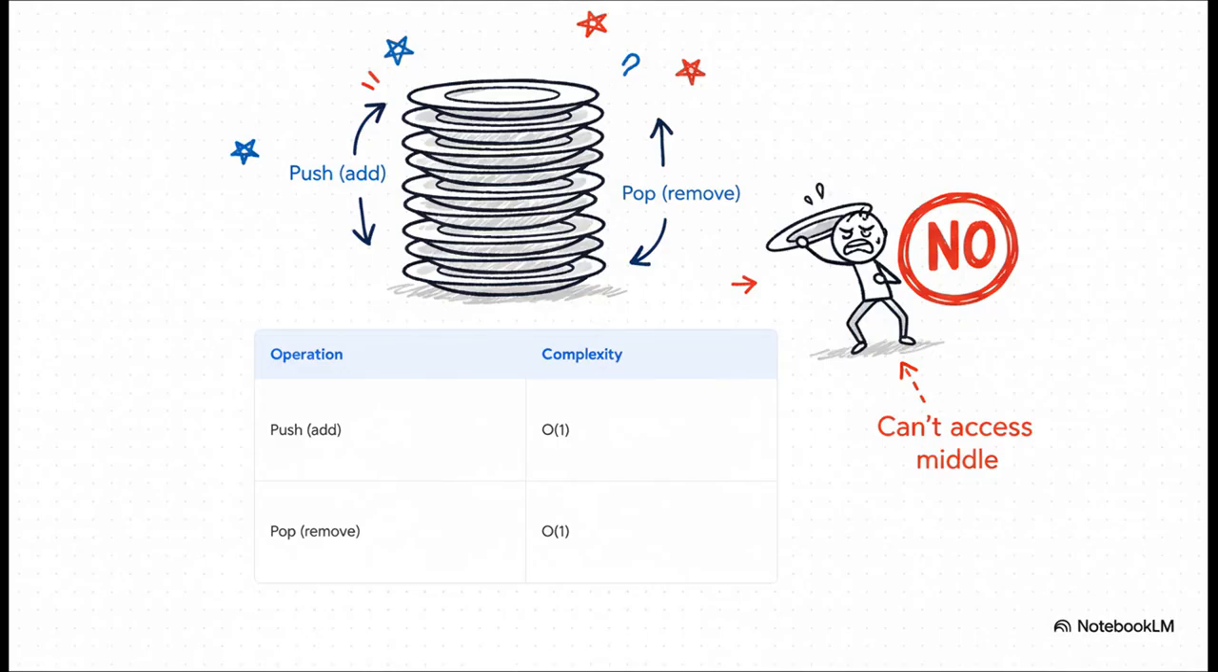But here's the catch, the trade-off. Adding to the top, which we call pushing, and taking from the top, popping, are unbelievably fast. We're talking constant time, or O(1). The downside? You can't just reach in and grab a plate from the middle of the stack. It's built to do one specific thing and do it lightning fast, but that's it.